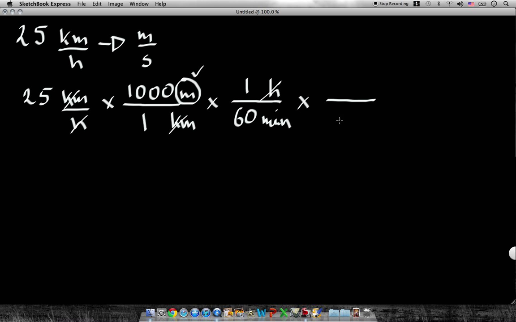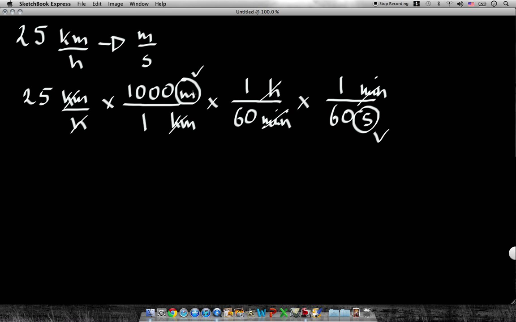and secondly, I also know that I don't want to have minutes here because I'm looking for seconds. So I want to get rid of minutes. So here I'm going to put minutes, and I know that 1 minute is equal to 60 seconds. So that cancels out the minutes, and all I have left is seconds, just like I wanted.